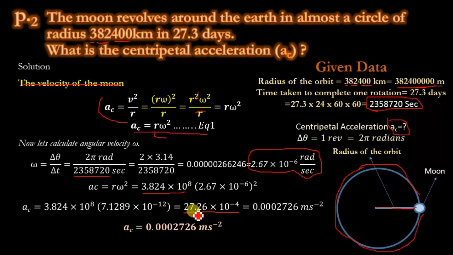Shifting this point minus 4 to here, we will get 0.002726 meter per second square, and this is the required centrifugal acceleration.